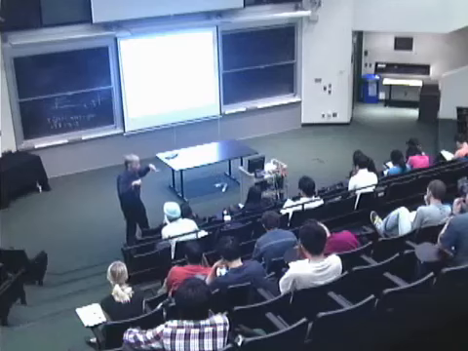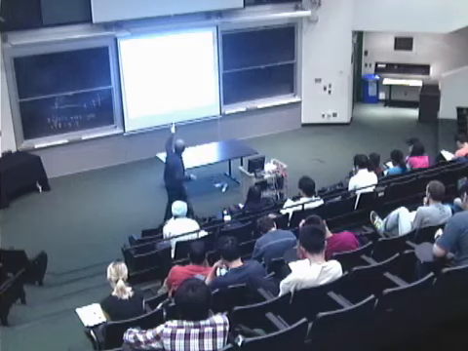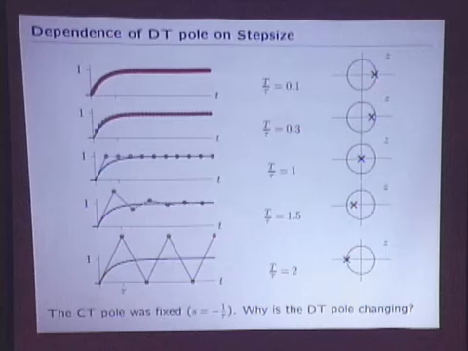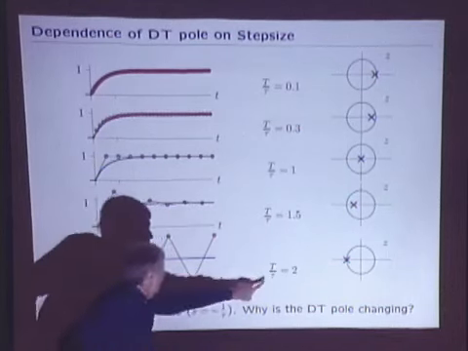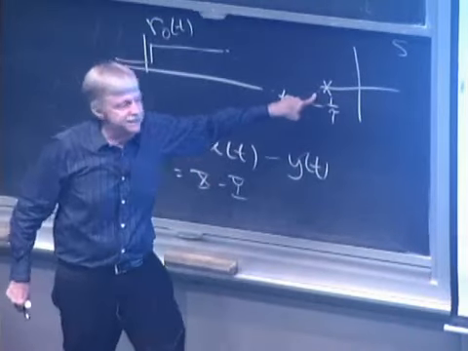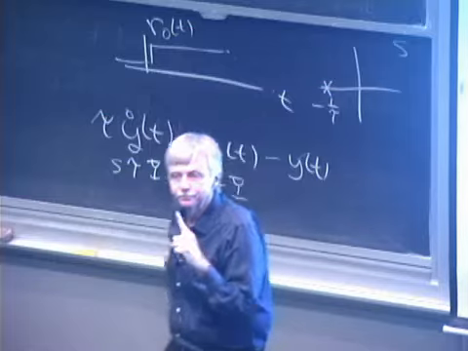Despite the fact that the pole in the s plane was the same for all the simulations, the discrete versions look different. And that's because the pole for the DT system is not the same. The pole for the DT system depended on tau, as did the pole for the CT system. But for the DT system, the pole depended also on capital T.